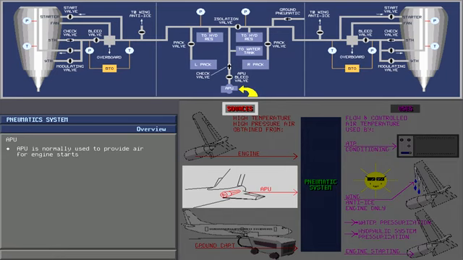The APU is normally used to provide air for engine starts. The APU can supply air for the pneumatic system while on the ground or during flight. However, there are certain altitude limitations on its use in flight. The APU cannot be used for bleed air above 17,000 feet.